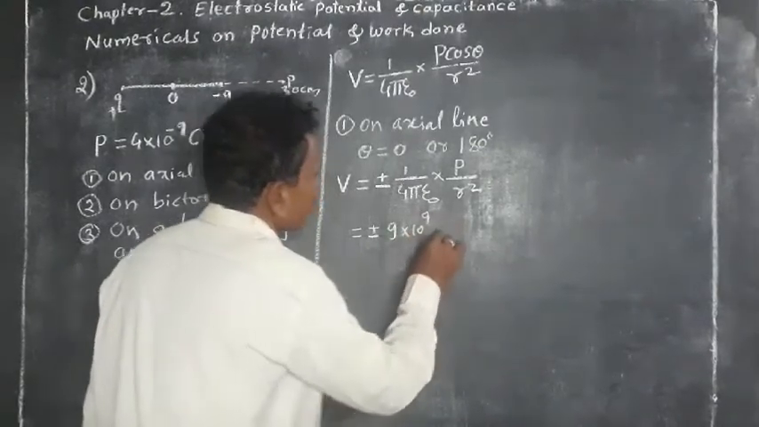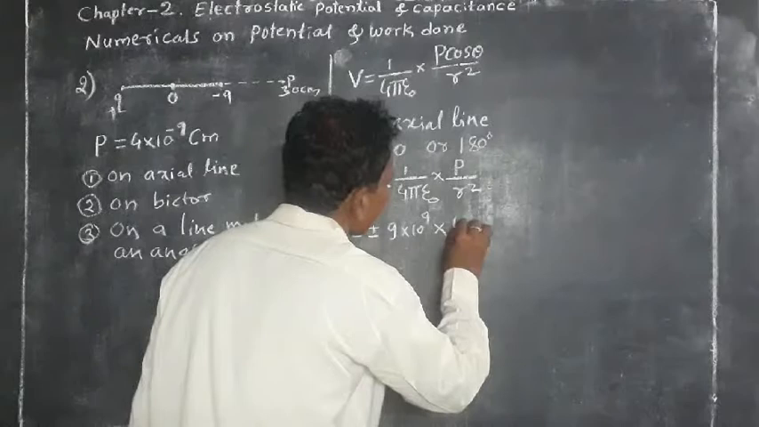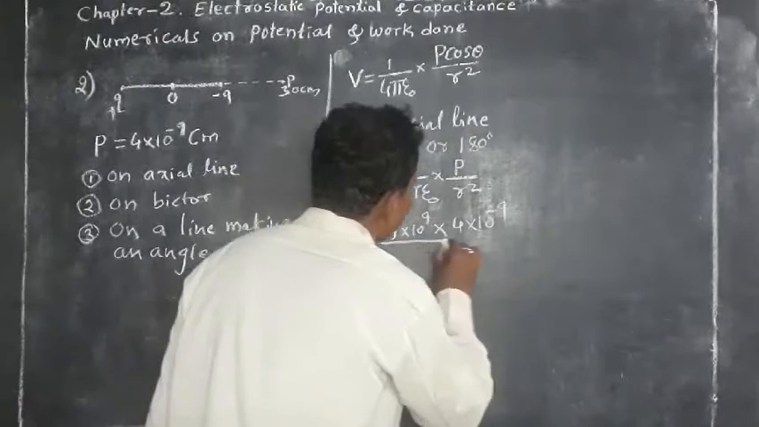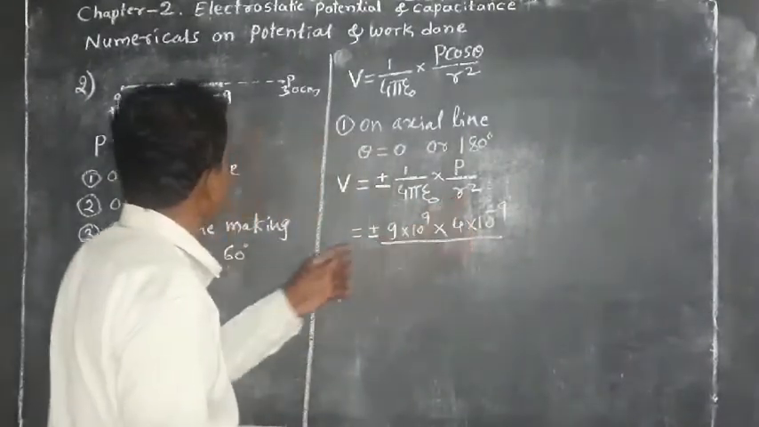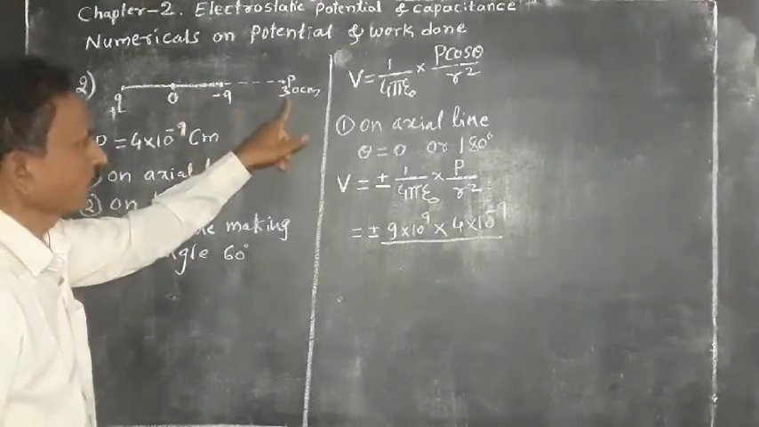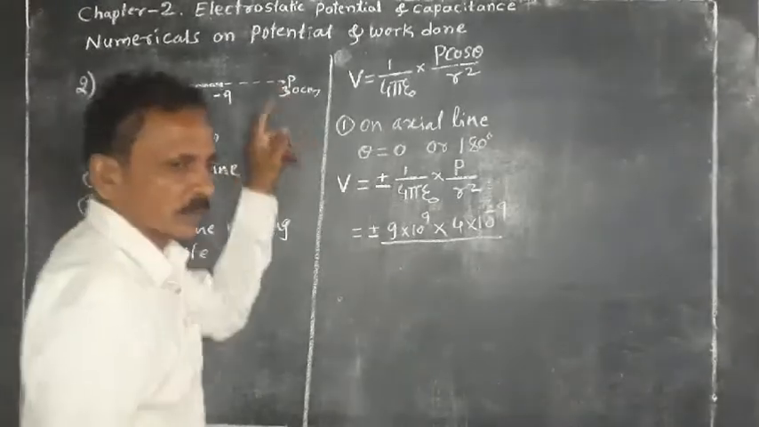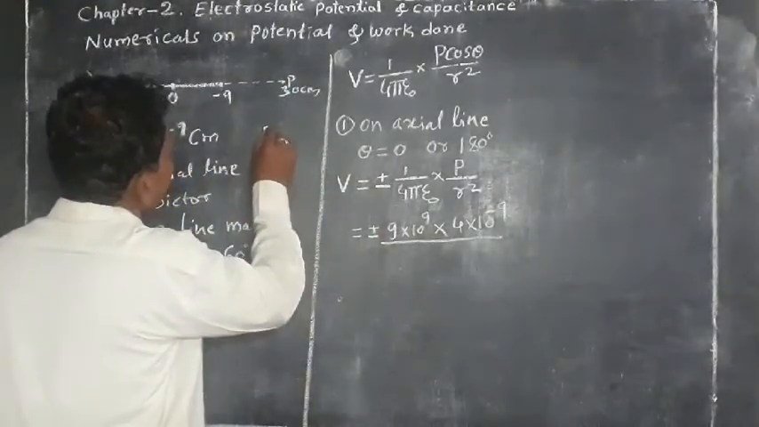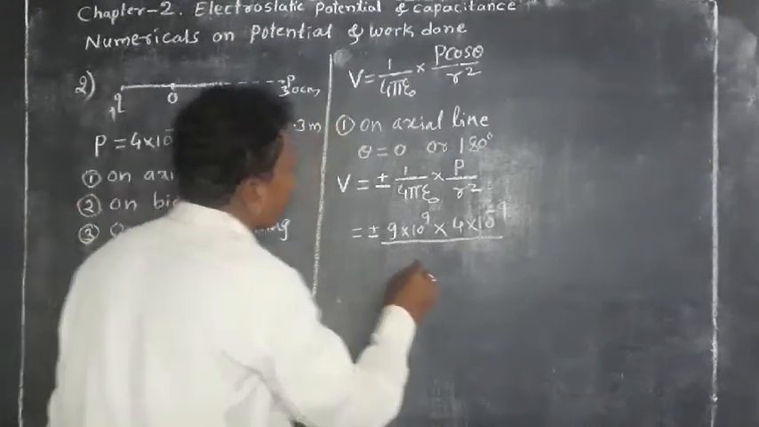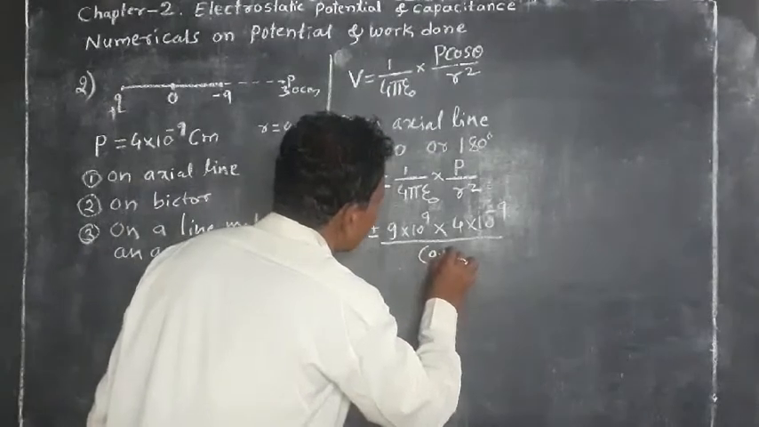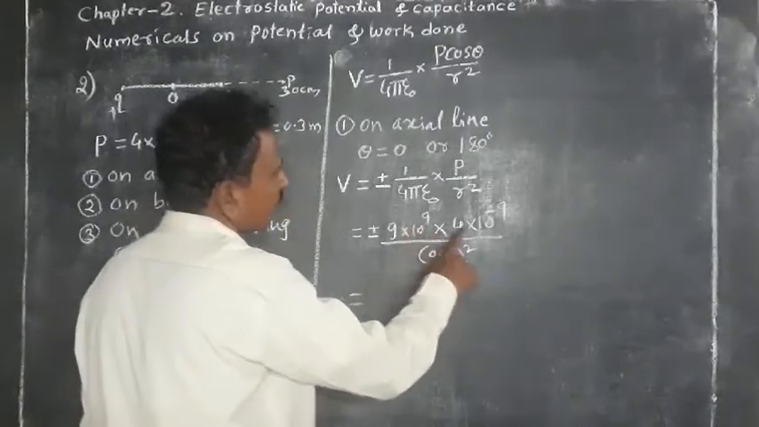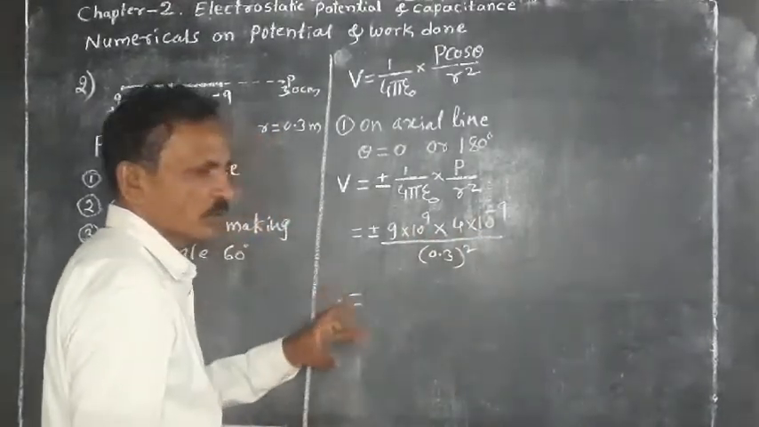That is equal to plus or minus 1 upon 4 pi epsilon naught, equal to 9 into 10 to the power 9, into dipole moment P, which is 4 into 10 raised to minus 9, divided by r square, where r equal to 30 centimeter or 0.3 meter. That is, r is equal to 0.3 meter and r square equal to 0.3 square. That is equal to 10 raised to plus 9, 10 raised to minus 9, that is equal to 10 raised to 0 equal to 1.